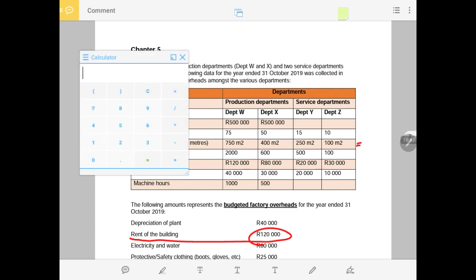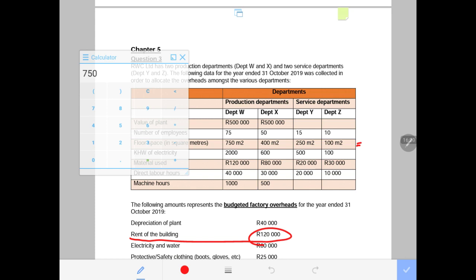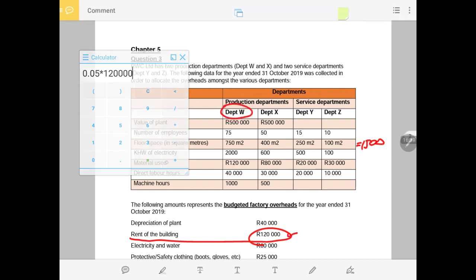So first, for which department are we allocating this 120,000? We are allocating for department W. So we say 750 divided by the total of 1,500, which is the total area in square meters. Then we multiply this by 120,000. This gives us a total of 60,000 rent. It will be 750 divided by 1,500, and we multiply this by 120,000.